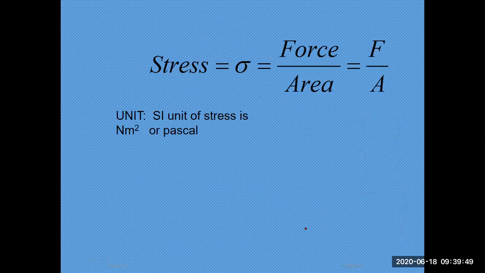So the formula to calculate stress is force per unit area, F for force and A for area. The symbol used for stress is sigma. The unit of stress is Newton per meter square or Pascal. It has the same unit as the unit of pressure. There is no difference in case of the unit.